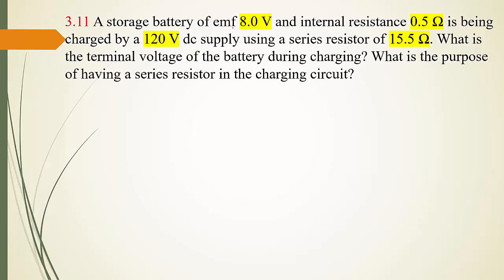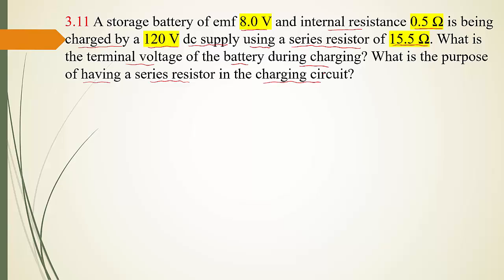A storage battery of EMF 8 volt and internal resistance 0.5 ohm is being charged by a 120 volt DC supply using a series resistor of 15.5 ohm. What is the terminal voltage of the battery during charging? What is the purpose of having a series resistor in the charging circuit?